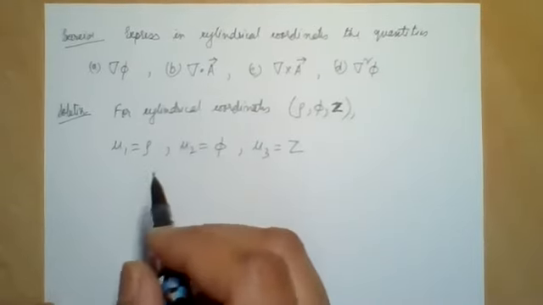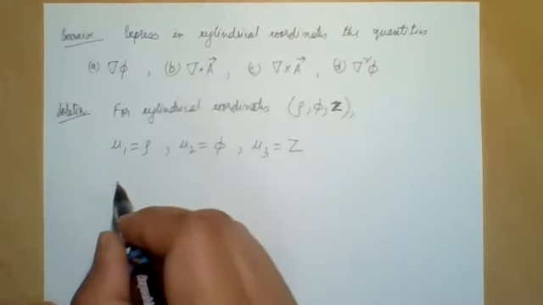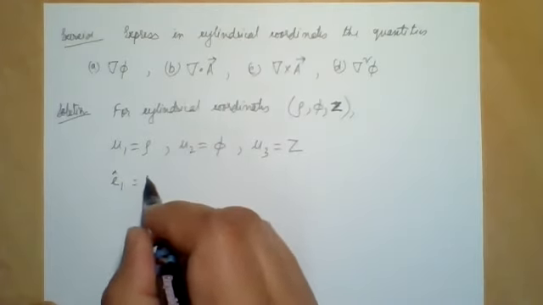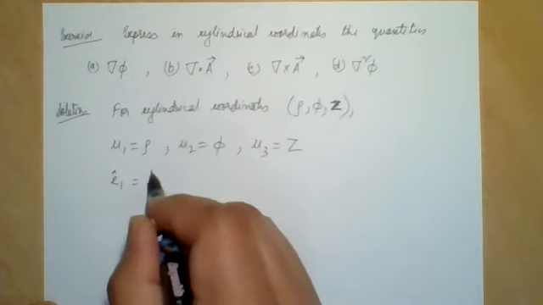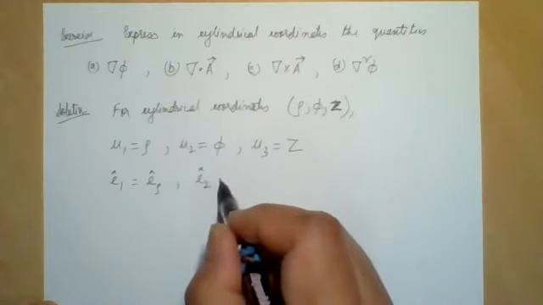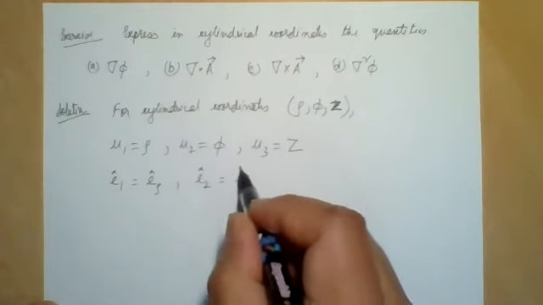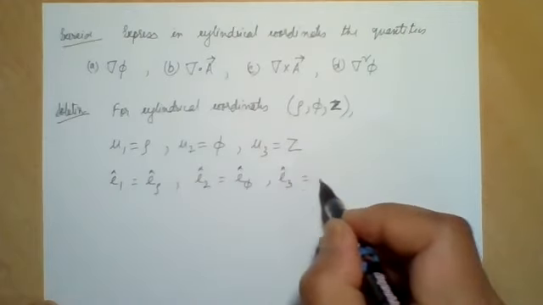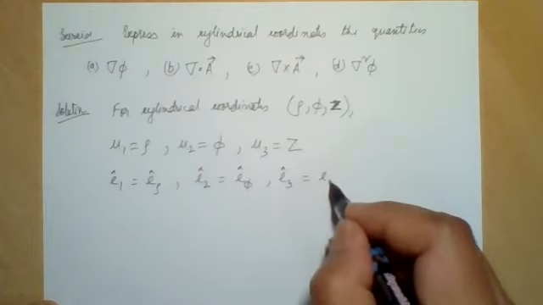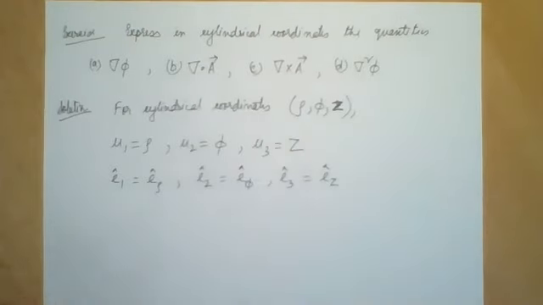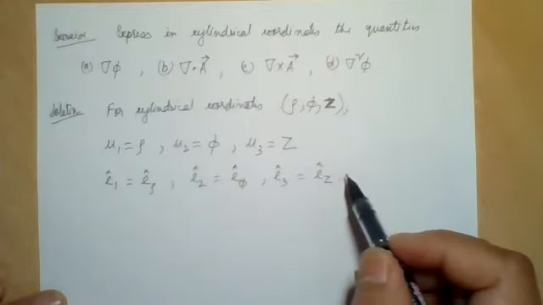Then the unit vector along u1, that is e1, is nothing but e rho. This is the unit vector along rho. Similarly, the unit vector along the second coordinate is e phi. Similarly, the unit vector along the third coordinate curve is ez, and ez is equal to the k hat vector in Cartesian coordinates.